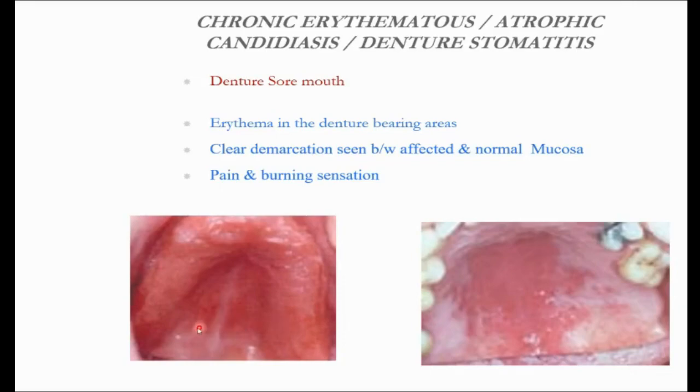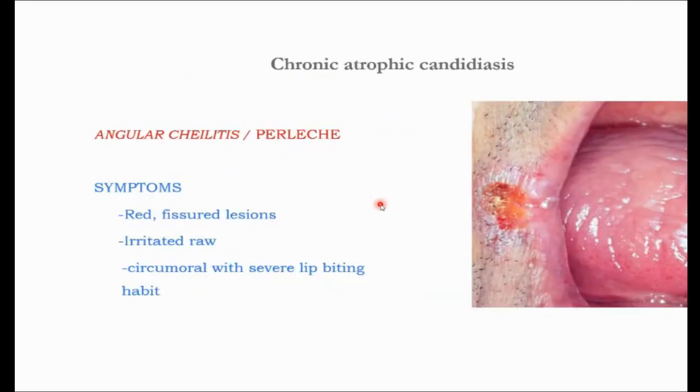I don't know if you can appreciate. Here you can see very red mucosa, and right behind it where the denture flange ends, you will see the pinkish, normal coral pink color of the mucosa. Okay, so that's one of the telltale signs that it is denture stomatitis or denture sore mouth. There will be pain and burning. This is associated with almost all candidal infections.